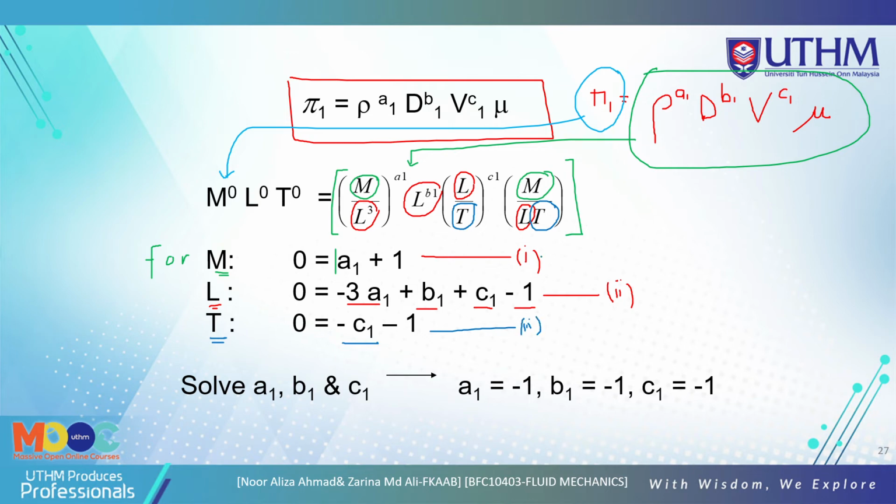Okay, so now you solve this here. You solve for A1, so you get negative 1. And you solve this here for C1, so you get negative 1. After you get the A1 and C1, just put them in the equation 2 here, so you get the B1. So B1 is negative 3A1 plus C1.